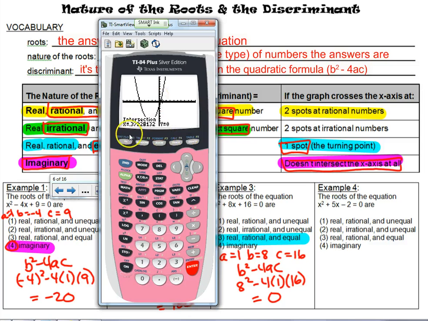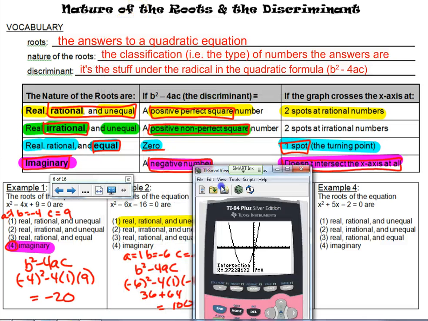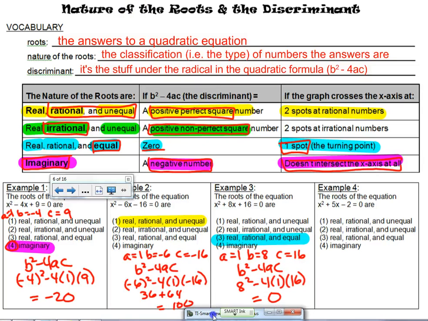So I can see that that answer is not a nice answer. So that means I have two irrational answers. Again, this is the only time where the graphing technique wouldn't work as nicely. You will see examples 1, 2, and 3 with graphs, but this one would be really hard to give you as a graphing problem.